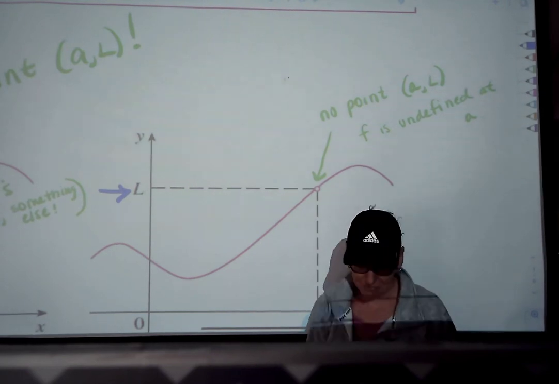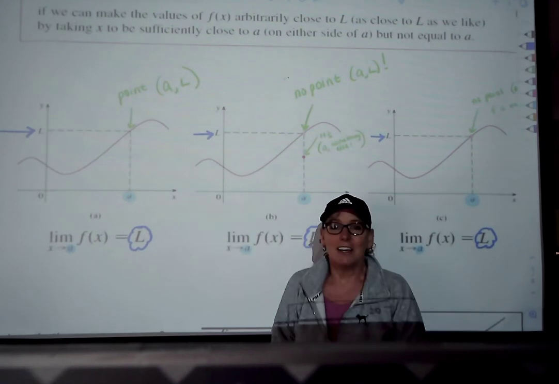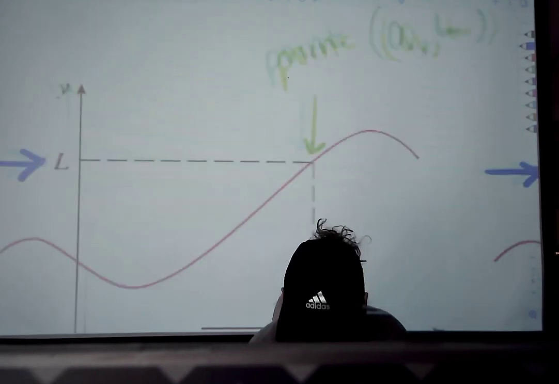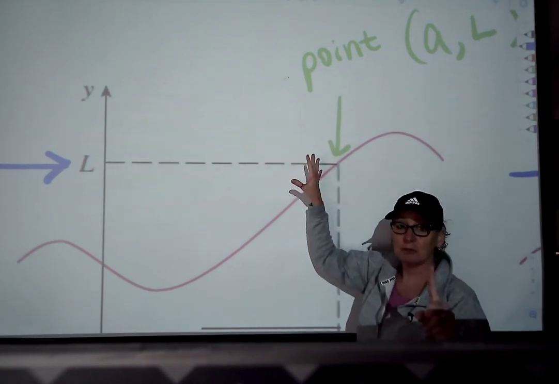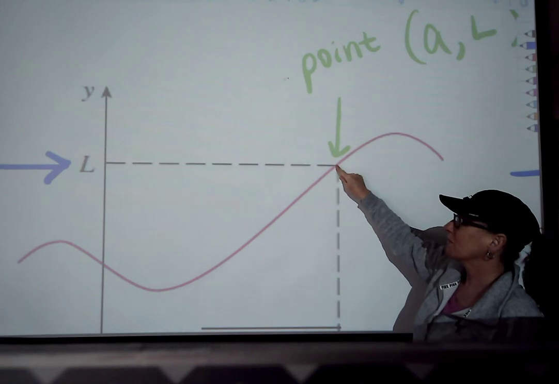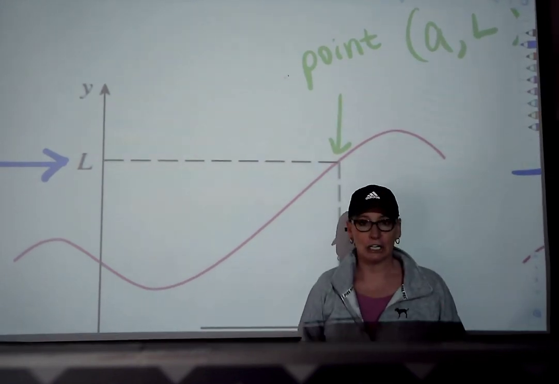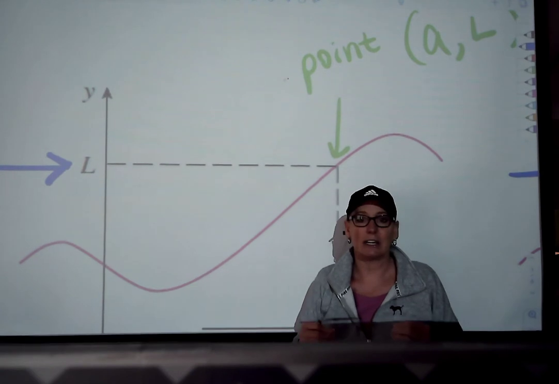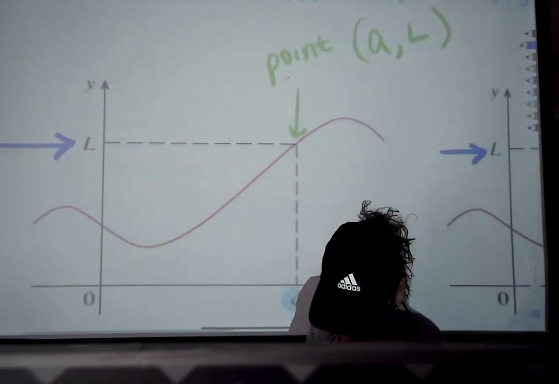That's what that means. Now, here's the cool thing about limits. When we're doing a limit, remember how I said I want you looking in this general area? When I'm doing a limit, I really don't want you to look at this point right here. I don't want you to look there. I want you to look near there. Near it. Not at it, near it.